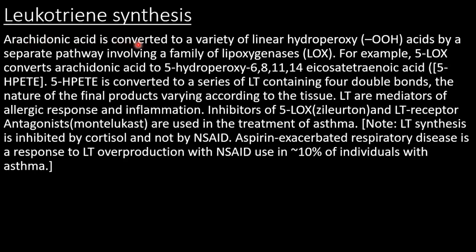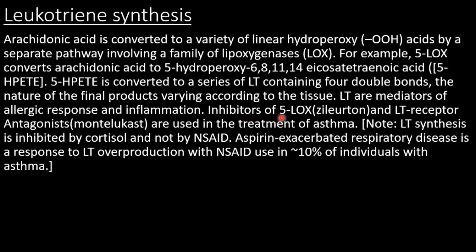Now, leukotriene synthesis. Arachidonic acid is converted to a variety of linear hydroxyperoxy acids by a separate pathway involving a family of lipoxygenases. For example, 5-lipoxygenase will convert arachidonic acid to 5-hydroxyperoxy-6,8,11,14-eicosatetraenoic acid, abbreviated as that. The 5-hydroxyperoxy eicosanoic acid is converted to a series of leukotrienes containing 4 double bonds. And the nature of the final products will vary according to the tissue. Now, leukotrienes are mediators of allergic response and inflammation, especially in asthma.